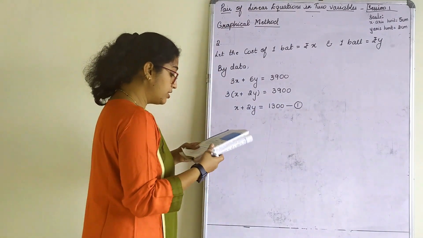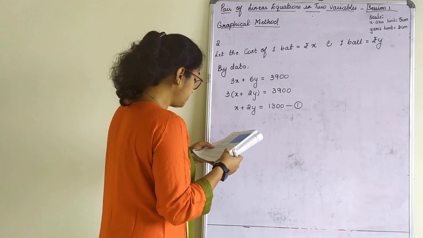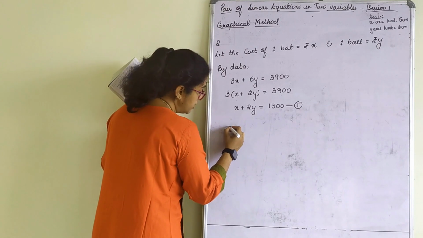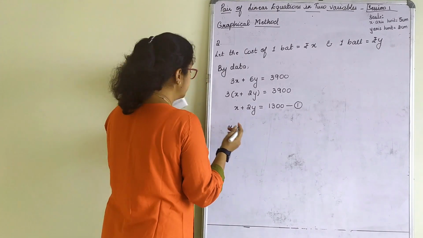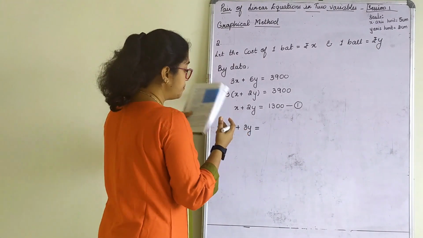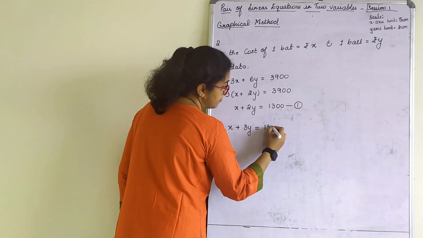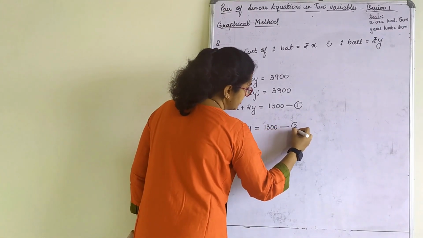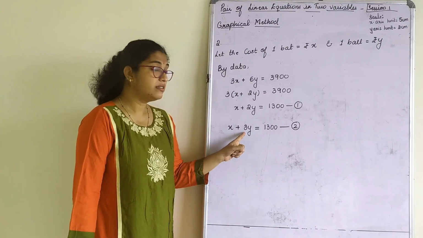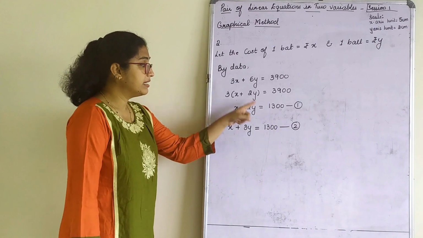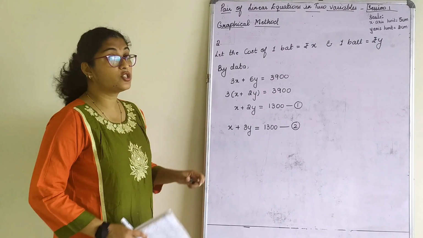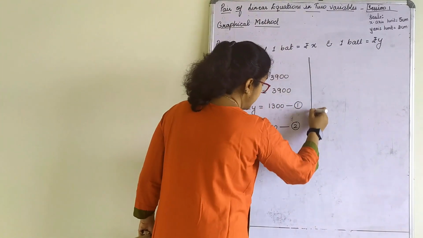Next equation. Later she buys another bat plus 3 more balls for rupees 1300. That is equation 2, directly this. Understood? Later she buys another bat and 3 more balls for rupees 1300. Algebraically we have represented this. Now let's try to represent this graphically.